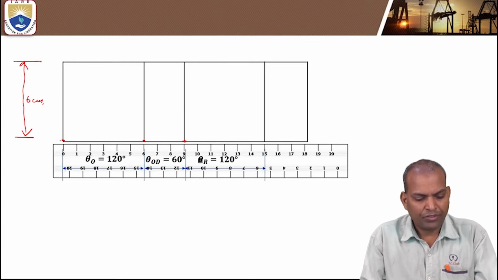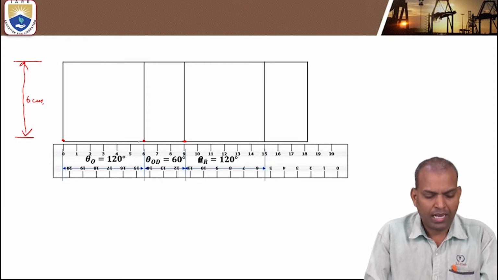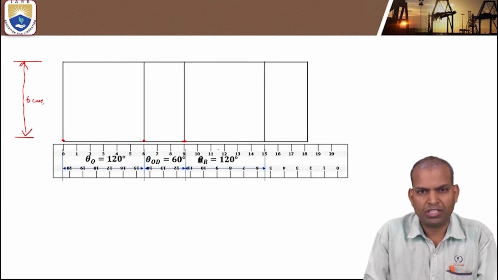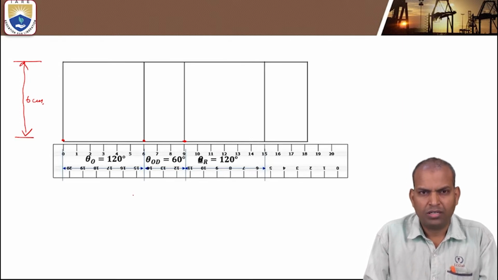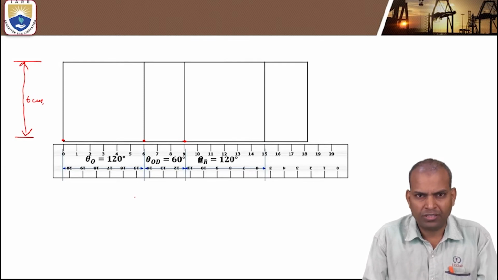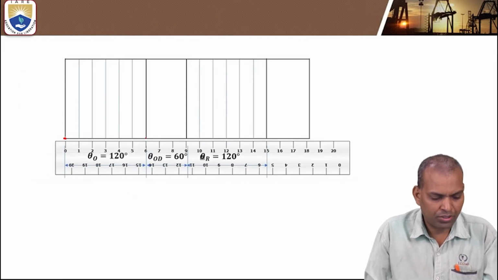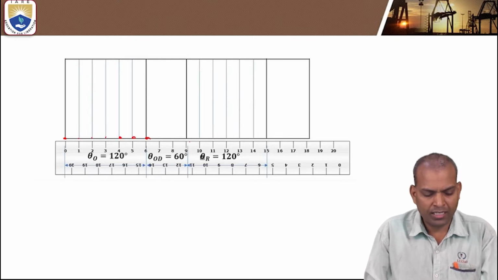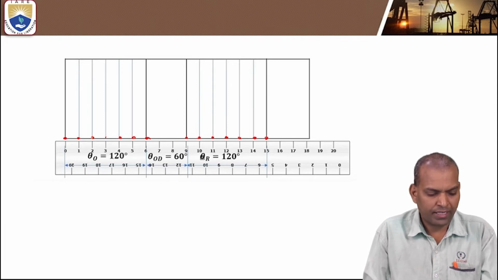So after doing this, what to do? The next step is we have to divide the outstroke and return stroke partitions into an even number of parts. You can divide into 6 parts, 4 parts, 8 parts or 12 parts, but they should be equal sections. So divide into an equal number of parts. This is equal: 0, 1, 2, 3, 4, 5, 6. Similarly, the return is also divided into 6, 5, 4, 3, 2, 1, 0. You divide into an equal number of parts.